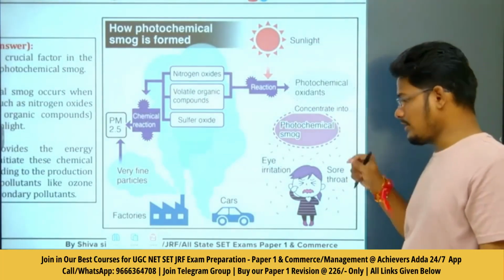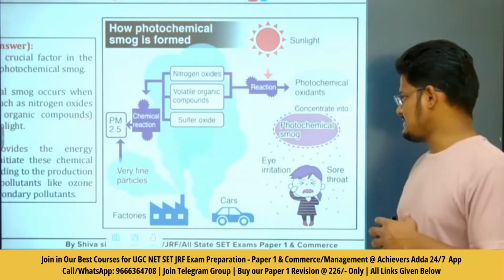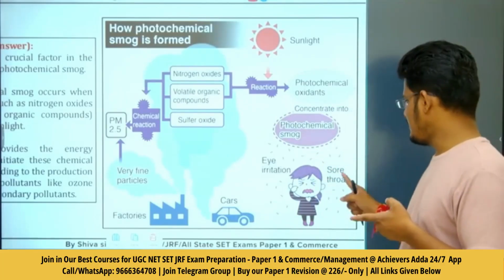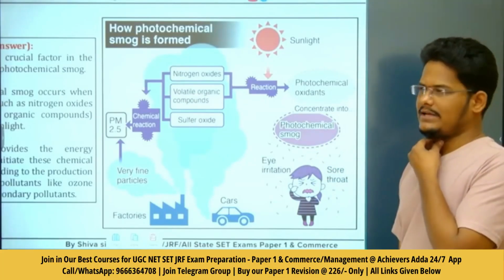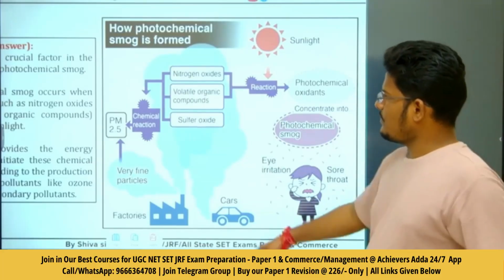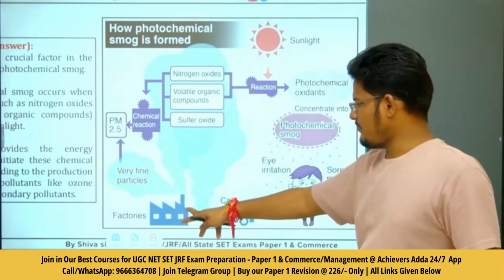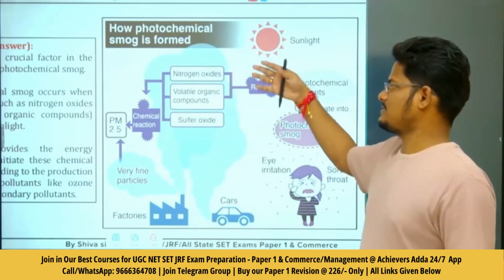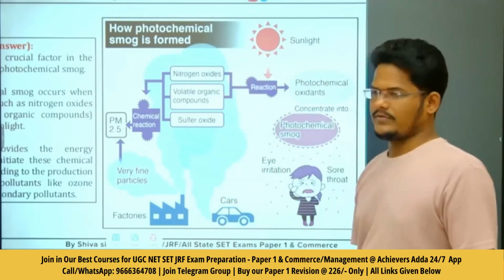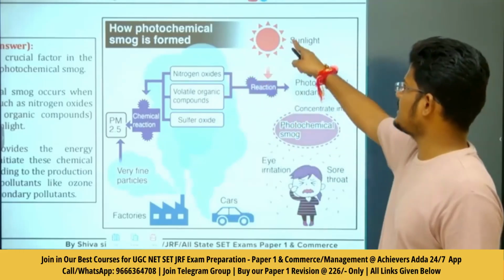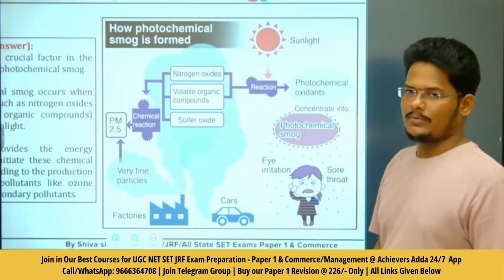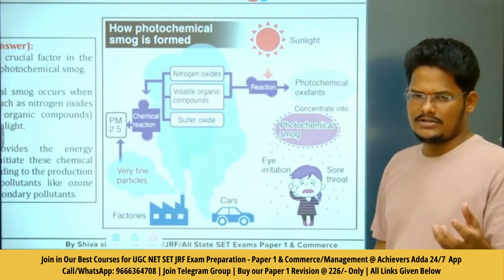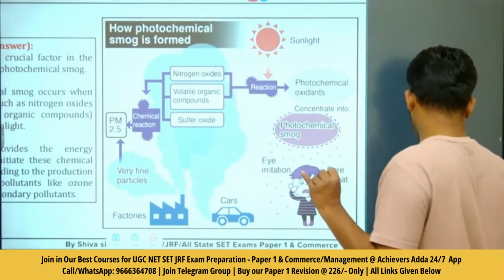Then the consequences of this photochemical smog: this pollutant can cause eye irritation and sore throat. Throat also will get infected in this. From where will these pollutants come? From the factories, from the vehicles. This PM2.5 or the S2O or N2O or these VOCs will be produced, which will be interacting in the sunlight to form photochemical oxidants, and that will be forming photochemical smog. It can cause eye irritation or sore throat.